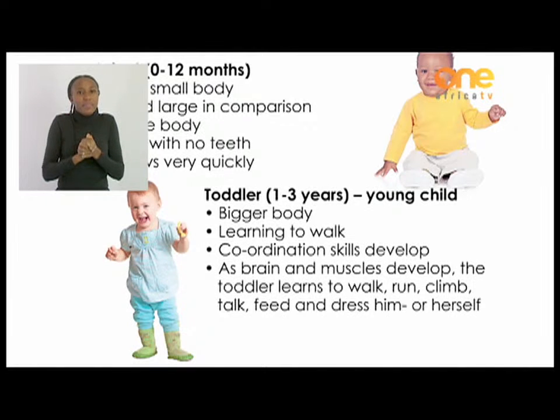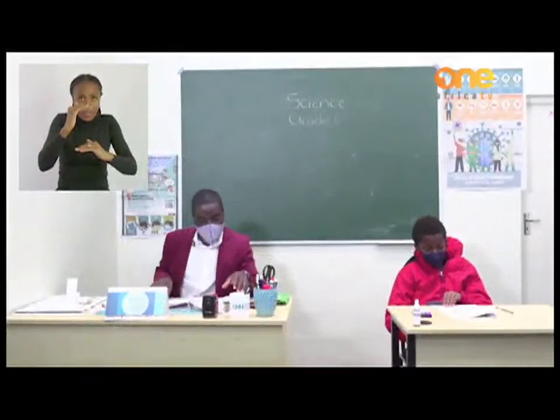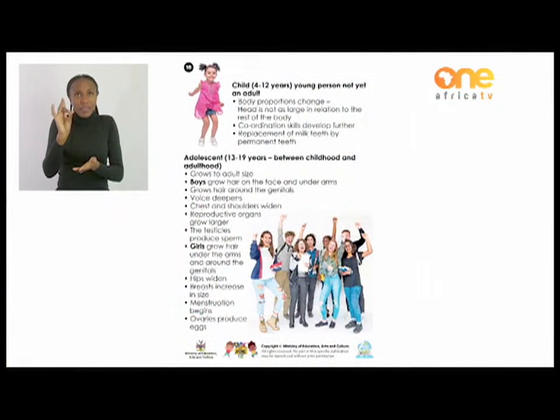As brain and muscles develop, the toddler learns to walk, run, climb, talk, feed, dress by themselves. This is the stage where all of us have learned how to put on our own clothes. That's the second stage of life. We are moving on to page 18. The third stage of life.